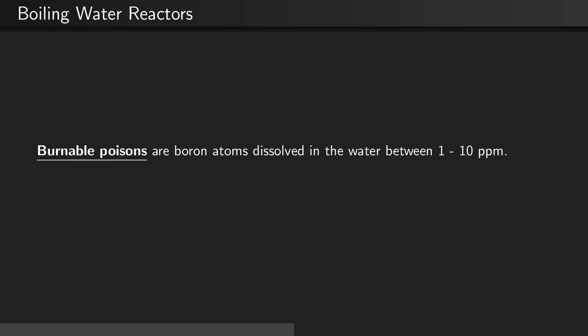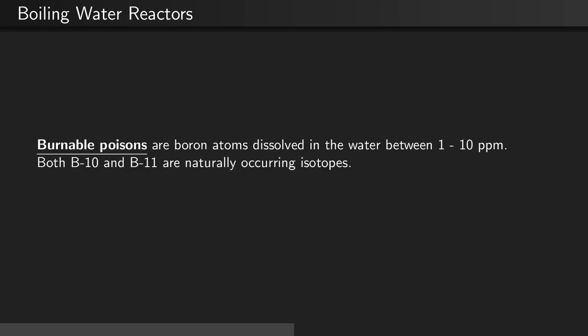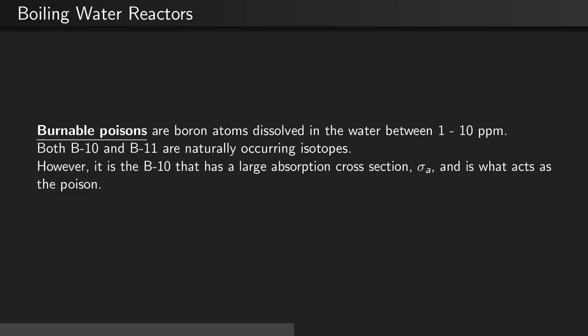Burnable poisons are boron atoms, typically, that are dissolved in the water between 1 and 10 parts per million. The naturally occurring isotopes of boron are boron-10 and boron-11. However, it is the boron-10 that has the very large absorption cross-section, and is what acts as the poison inside of the core.